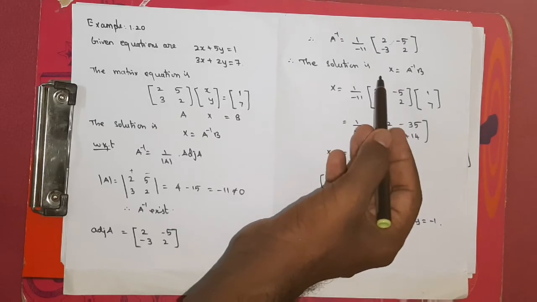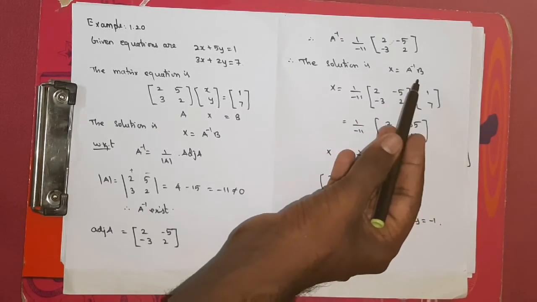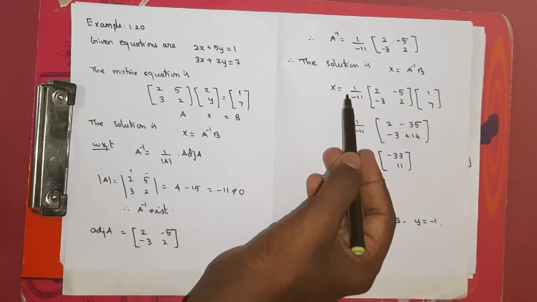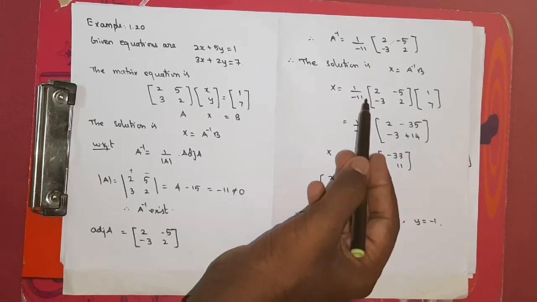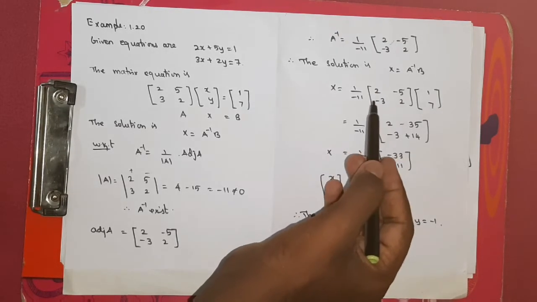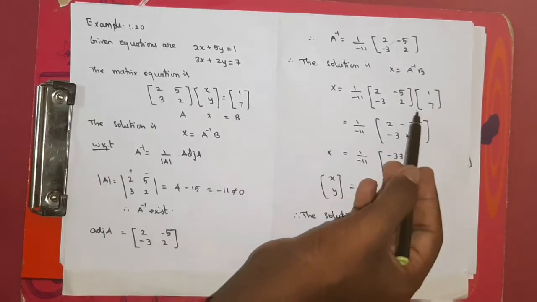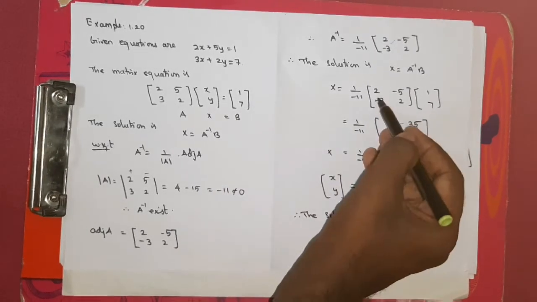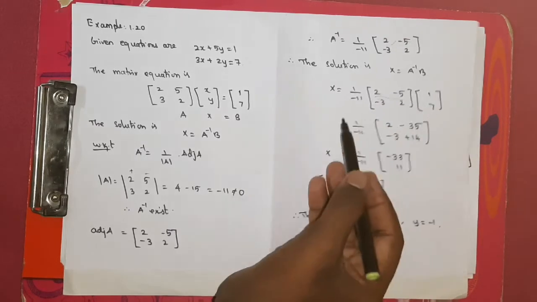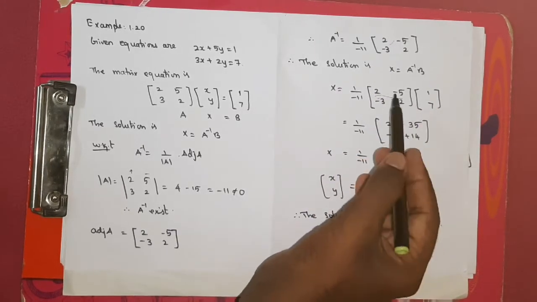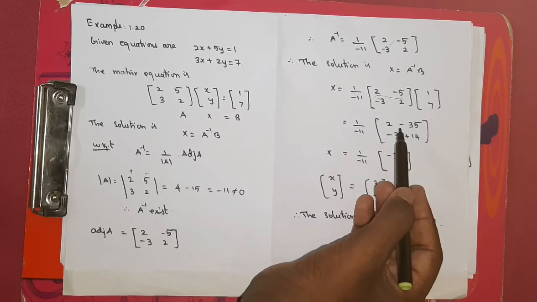So what is the solution equation? X equals A inverse B. So X equals 1 by minus 11 of [2, minus 5; minus 3, 2], and the B matrix is here [1; 7]. Now take the first row and multiply with the first column. So 2 into 1 is 2, minus 5 into 7 is minus 35.